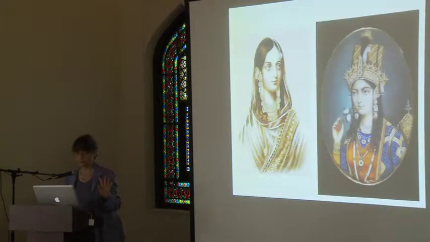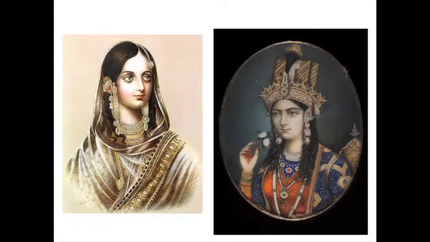As we move a little bit forward, you'll notice that the jewelry has developed a little bit. I couldn't find a date for this particular image on the left, but I suspect that it is probably from the early 1800s, just based on the artistic style of the portrait. On the right is Mumtaz Mahal. She was the favorite wife of the Emperor Shah Jahan, and she's the lady for whom the Taj Mahal was built.